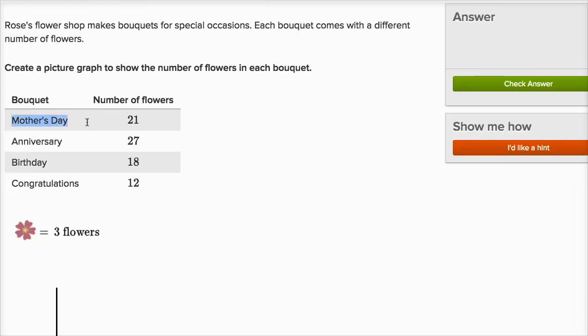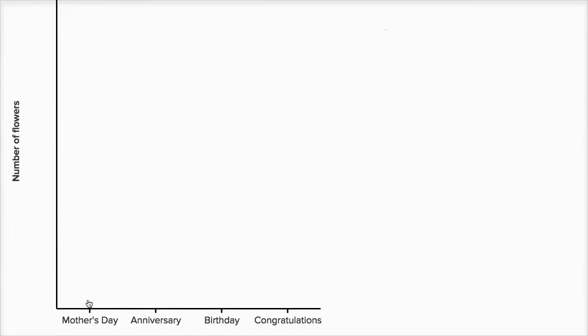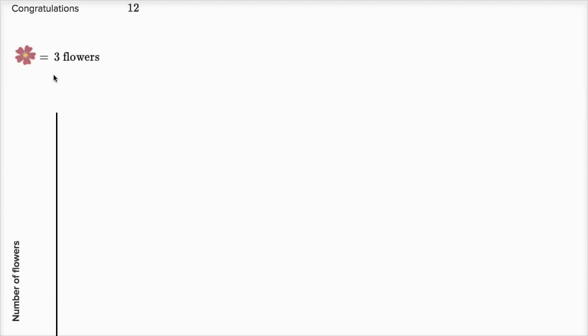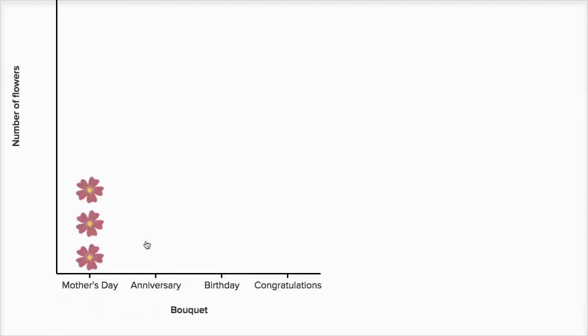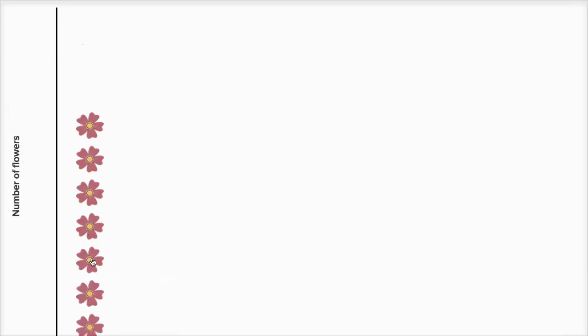So the Mother's Day bouquet has 21 flowers. Now you might be tempted to put 21 pictures of flowers here, but you have to remember each of these flowers represents 3 flowers. So one way to think about it, you could count by threes. 3, 6, 9, 12, 15, 18, 21. So this right over here would represent 21 flowers. And you notice I just made 7 of this picture, and that makes sense. Because each of these pictures represents 3 flowers, 7 times 3 is 21. The Mother's Day bouquet has 21 flowers in it.